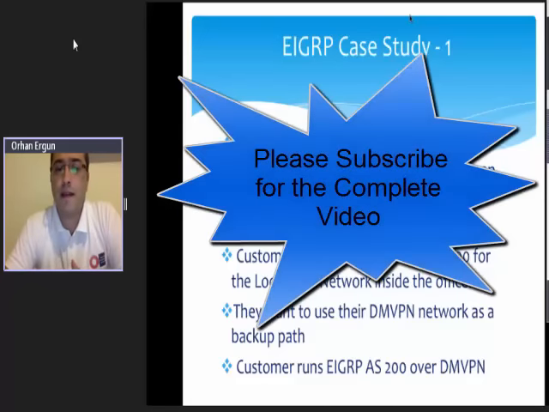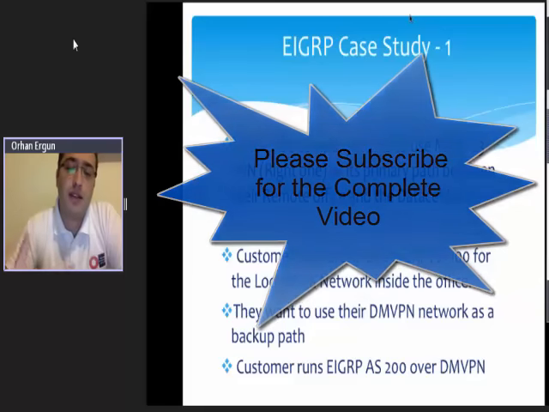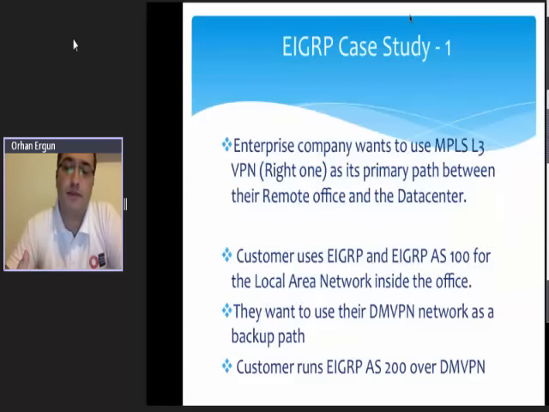You will see they want to use their DMVPN as a backup, and the customer is running EIGRP AS200 over DMVPN. So there are two types of links. One is MPLS L3 VPN. In general, with MPLS L3 VPN you can get some SLA for latency, jitter, packet loss, or availability. There are many types of SLAs, so you can get that. And also, it's private. It's not through the internet, but the VPN can be created over the internet or maybe over MPLS L3 VPN or L2 VPN as well, right?